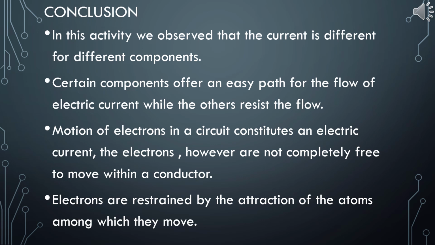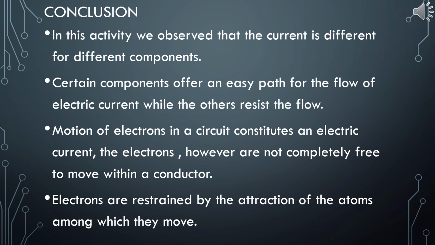Let us have some conclusions from the previous activity which help you to understand further concepts. The first conclusion is that from this activity we observed that the current is different for different components. Certain components offer an easy path for the flow of electric current while others resist the flow. Here, easy path for the flow of current means we are talking about a conductor, that is a good conductor, while the others resist the flow of current, meaning we are talking about a poor conductor.